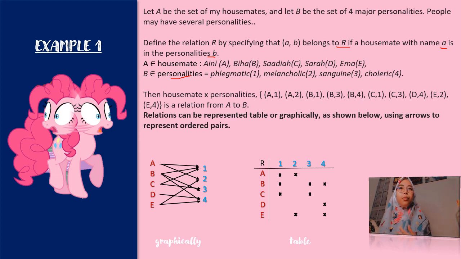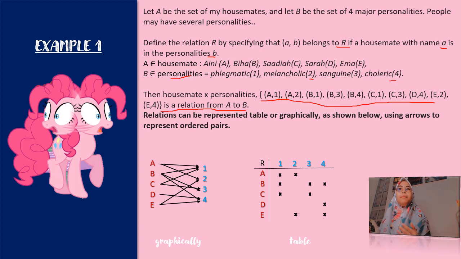Pragmatic, we can write as number 1. Melancholic write as number 2. Sanguine write as number 3. And choleric write as number 4. Then housemate and personalities. Okay. So here we can see the binary relation with Cartesian product is a relation from A to B.